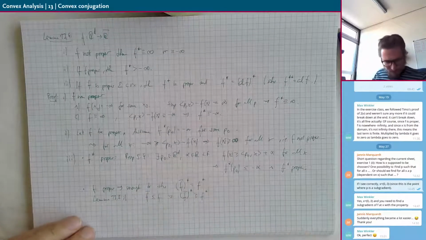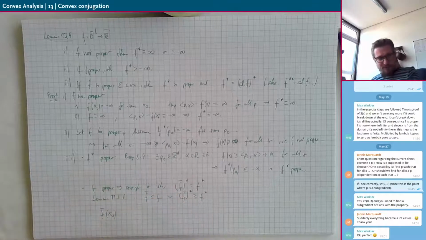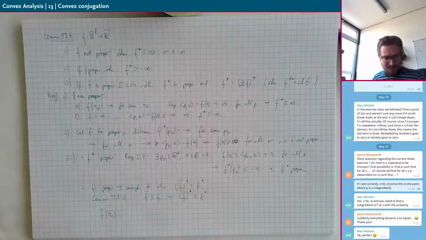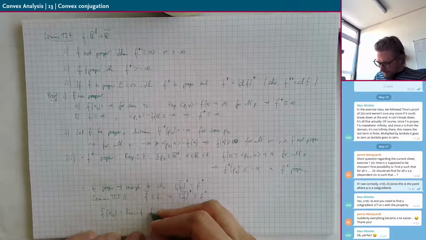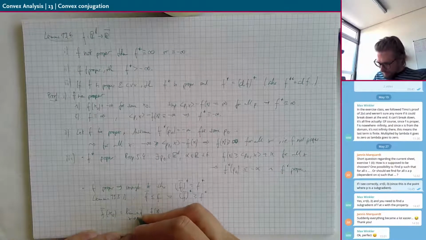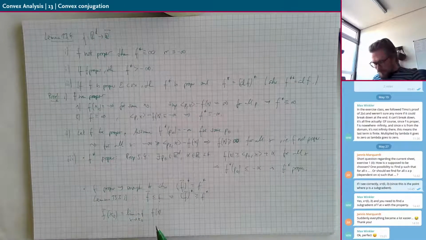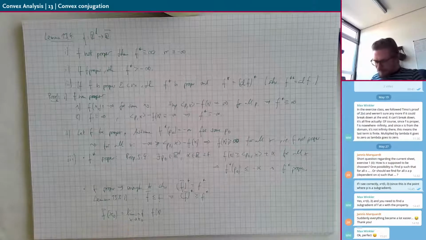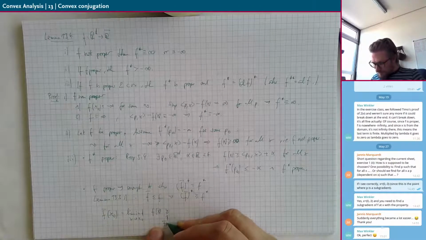Okay, so for the reverse inequality, consider this. The lower semi-continuous envelope at some x0 is actually equal to the limit inferior of f of x for x goes to x0. That's kind of the definition of the lower semi-continuous envelope. Then we use Fenchel's inequality.